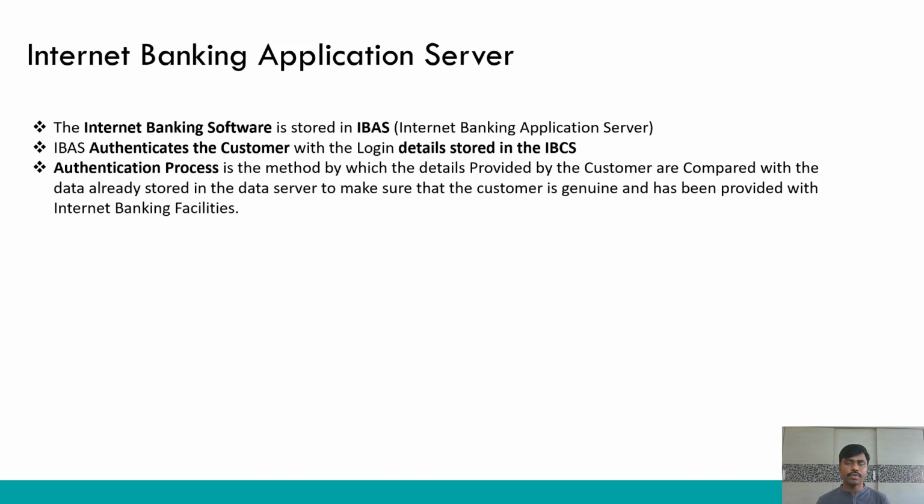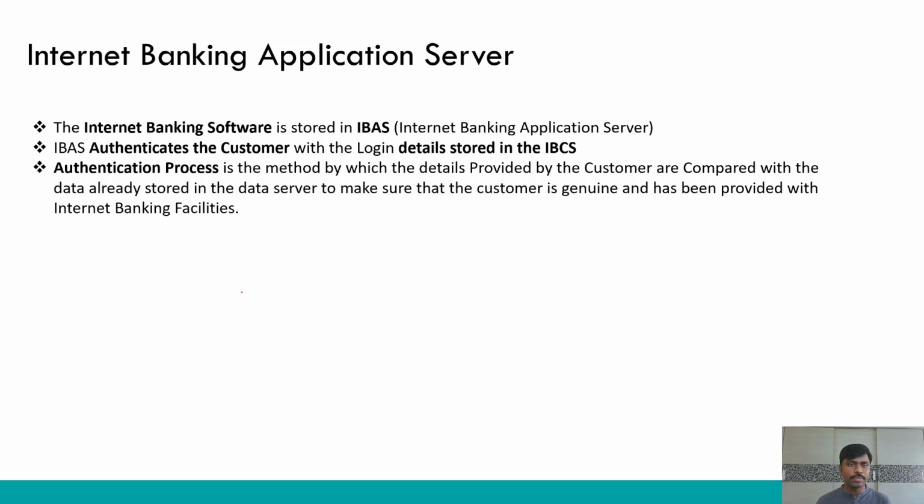Now the third one was the internet banking application server, where the internet banking software is installed, similar to the application server where the core banking software is installed. You may have a doubt: we already have one application server, why do we need an additional application server? It is just to manage the load, because there could be a huge number of people connecting via internet banking. So they separated it so that these two servers can manage the workload.